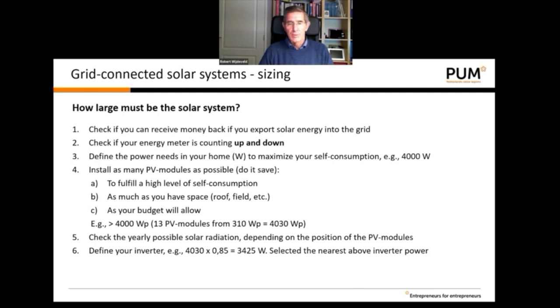And the next will probably be a 3,500 watt or 3,600 watt inverter. So take that as your inverter power, which is still lower than the total system power of 4,300, but you have at least a good inverter rate.